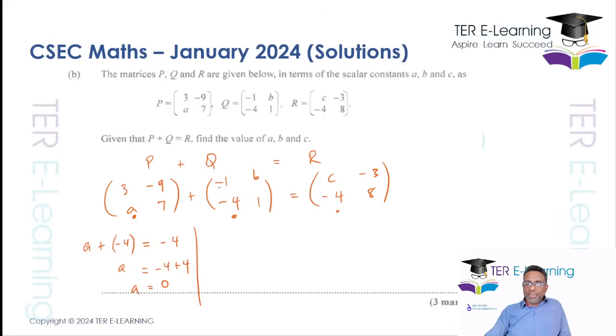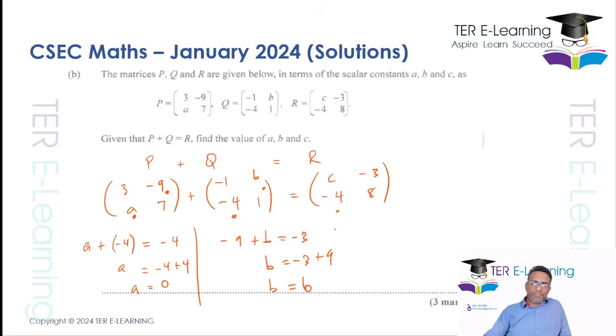When we're looking at B now, we're going to say this here, minus 9 plus B has to be equal to minus 3. So minus 9 plus B is equal to minus 3. So B is equal to minus 3 plus 9. So therefore B is equal to 6, right?